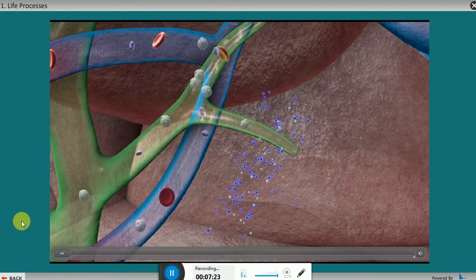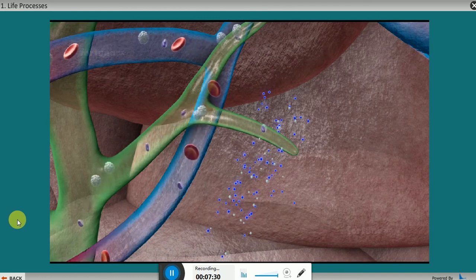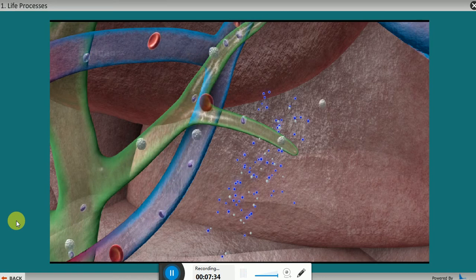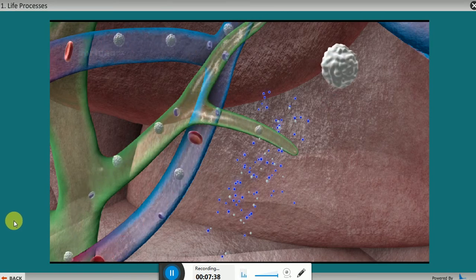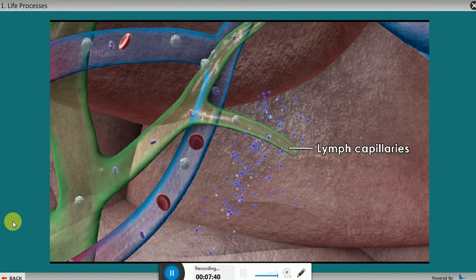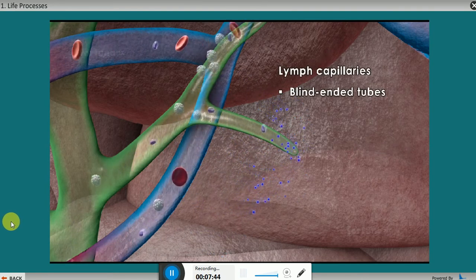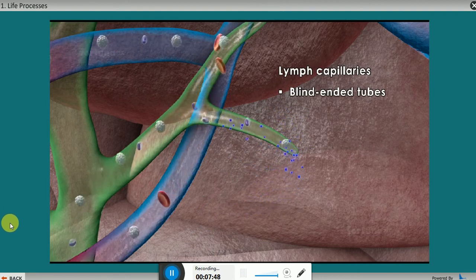However, a small amount will not return to the blood capillary system. This part is a clear fluid containing white blood cells and is known as lymph. It will enter the lymph capillaries, which begin as blind-ended tubes that are no more than a single cell in thickness.